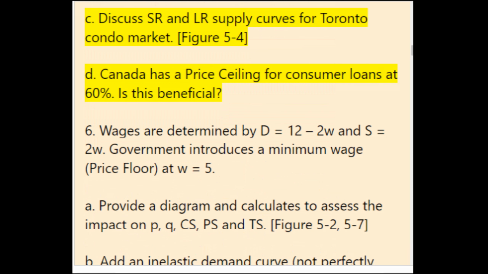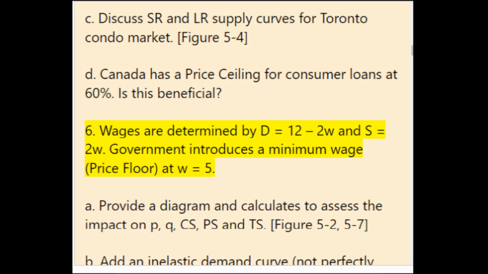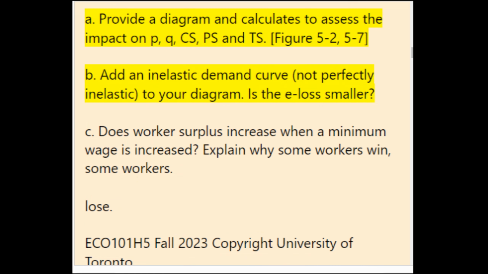D. Canada has a price ceiling for consumer loans at 60%. Is this beneficial? Minimum wage. Wages are determined by D = 12 - 2W and S = 2W. The government introduces a minimum wage, a price floor, at W = 5. A. Provide a diagram and calculations to assess the impact on P, Q, CS, PS, and TS.